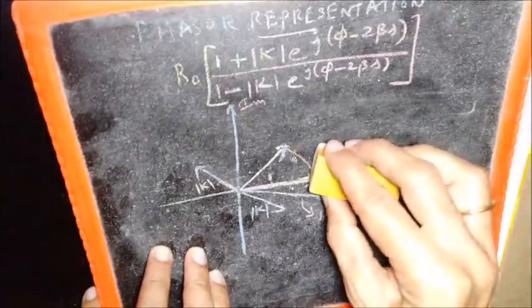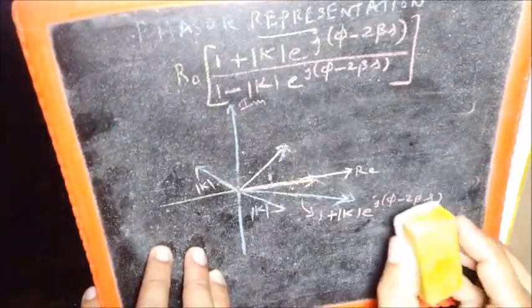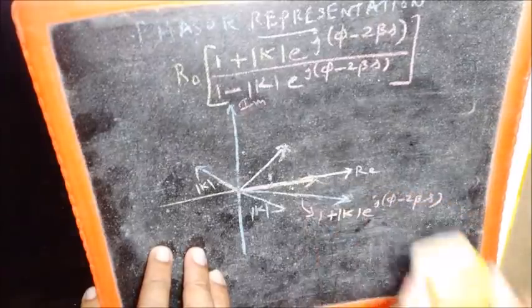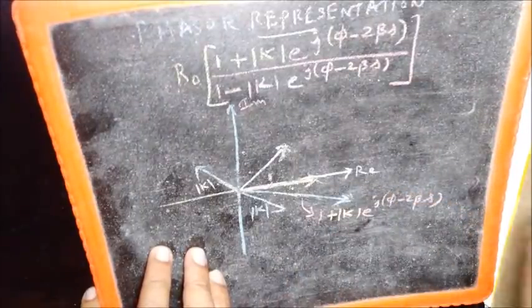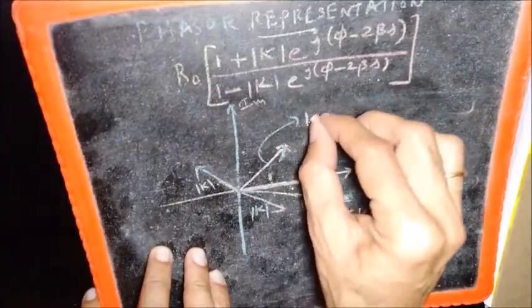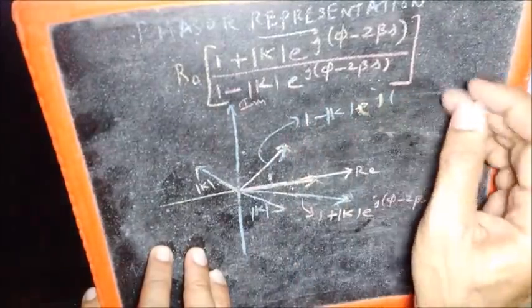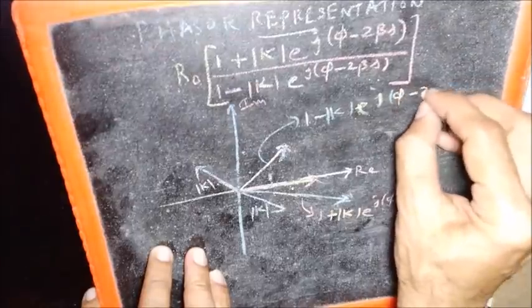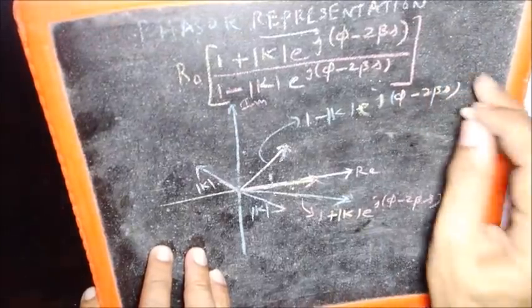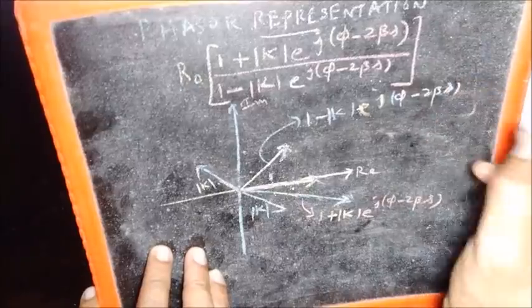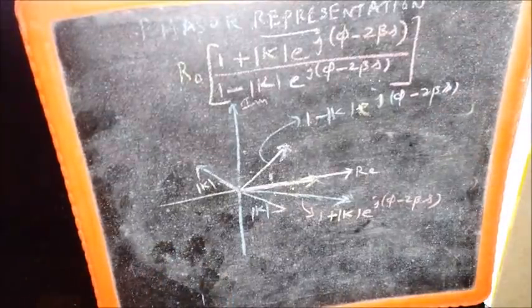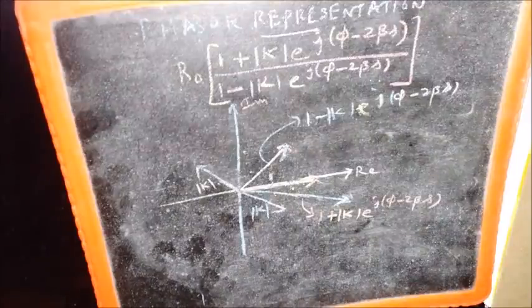So I have now this as 1 minus k e raised to j phi minus 2 beta s. So this is the phasor representation of the line impedance.